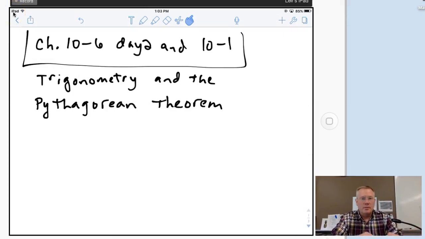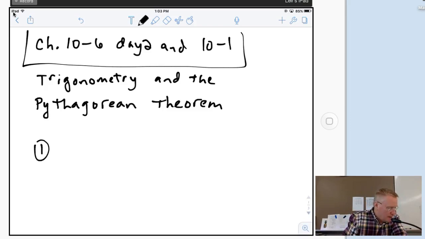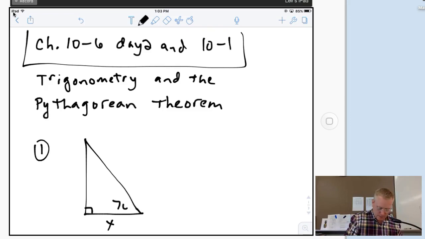Okay, good afternoon. Today I'm going to be showing you about Algebra 1, Chapter 10-6 and 10-1, Part 2 of the Trigonometry, and the only part of the Pythagorean theorem. So number 1, if I had this problem here, where I got my triangle, here's the right angle, this is the x, this is the 70, and this is 18.